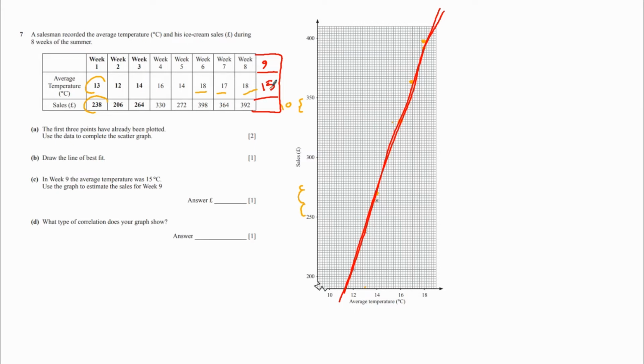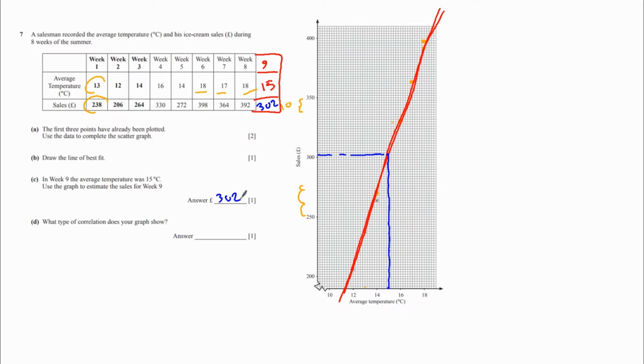So we come to number 15, which is basically this point in here. From this point we go up. Again, you need to use your ruler, and then we go in this direction. We have one grid over 300. Therefore, the value that we should read is 302. So this is the estimated value of the prediction of the sales in week 9. So that would be 302 pounds.